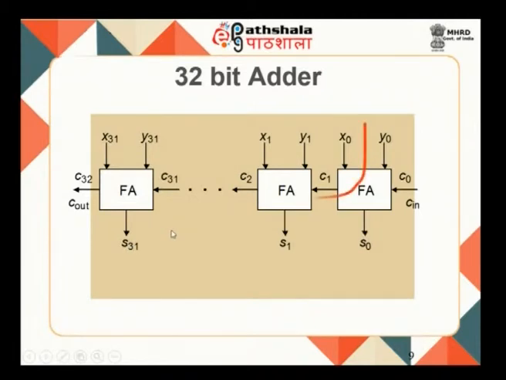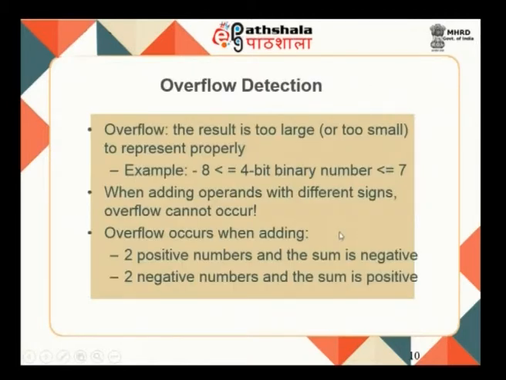Now, if you look at the critical path here, this is the critical path of your full adder circuit. The path which takes the longest time to traverse in the circuit is normally called the critical path. So, it is the last sum bit that is getting generated. So, that is your critical path.